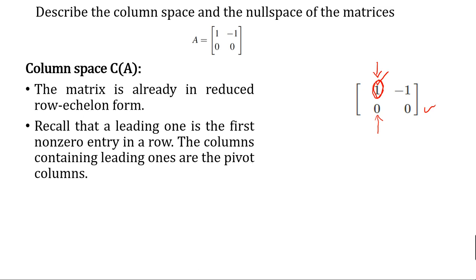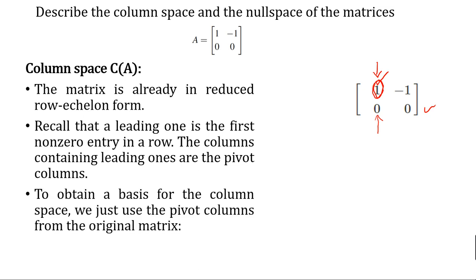Alright. Next, to find the basis for the column space, we just use the pivot columns from the original matrix. Where is this pivot available? It is available in the first column. Then the column space for the given matrix is 1, 0. This is our simple procedure.